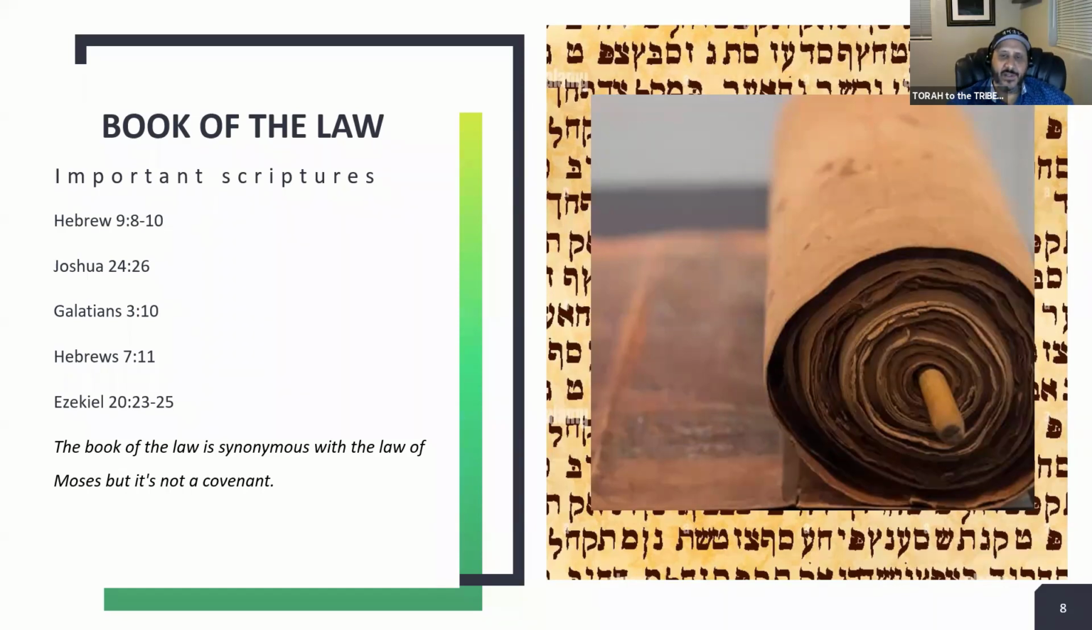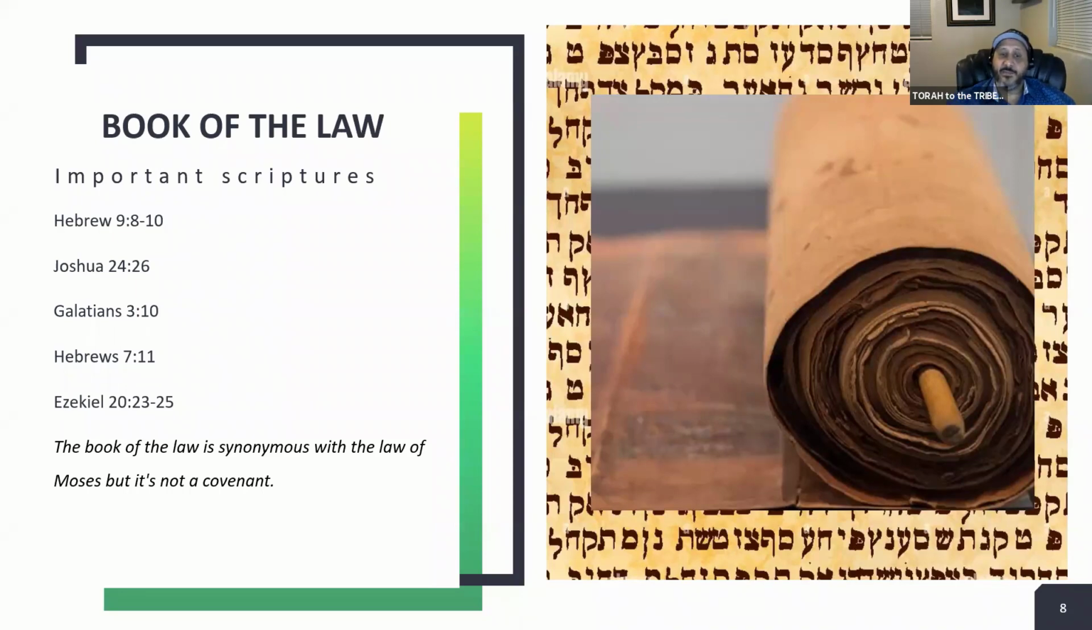And Galatians 3:10 reads, for as many as are of the works of the law are under a curse, for it is written, cursed is everyone who does not continue in all things which are written in the book of the law to do them. There's a distinction because there are a lot of curses in the book of the law, while in the covenant, there's only, I believe, one limited one, and that has to do with honoring your father and mother.